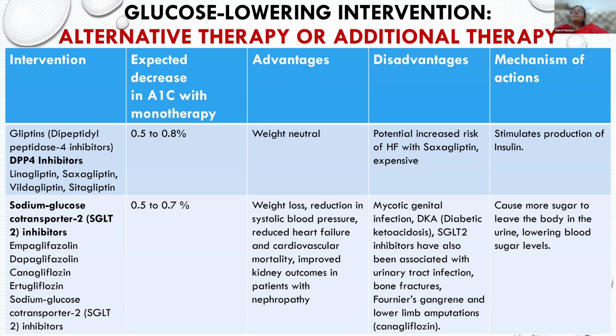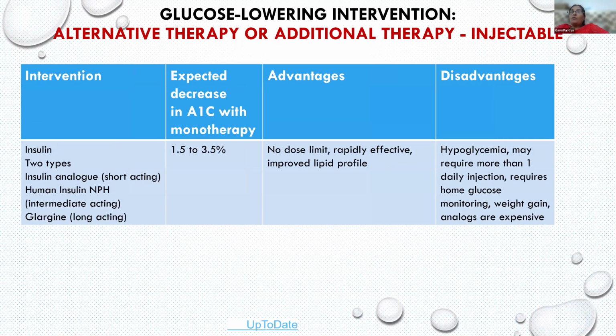Insulin, we are all aware, is human insulin or a human insulin analog. The HbA1c reduction is very good with insulin, 1.5 to 3.5%. It's rapidly effective. It improves the lipid profile, but it can cause hypoglycemia and weight gain, and it requires home glucose monitoring.